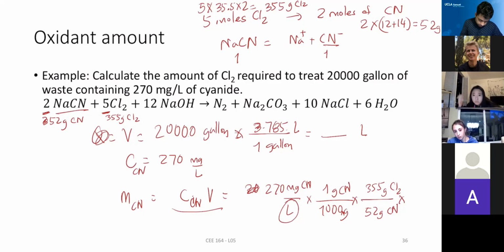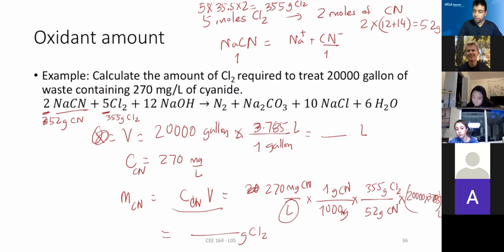But how much groundwater do you have? 20,000 gallons times 3.785 liters per gallon. So this will give you the amount of chlorine in grams. Okay. So this is exactly question number 1. I gave you a multiple-part question there. You just have to use the equation to solve it.